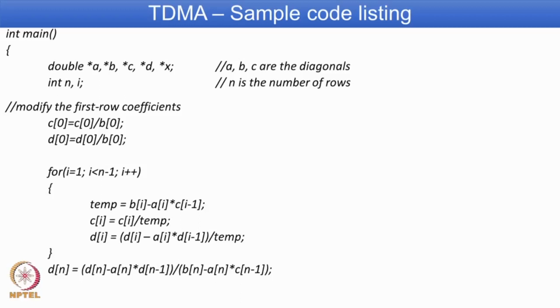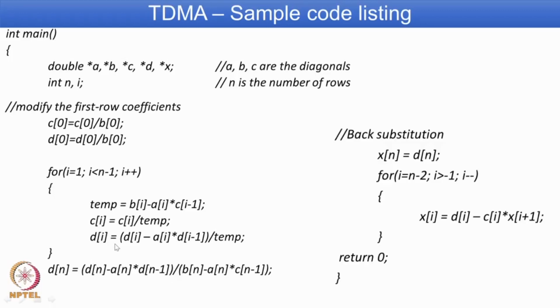We also have a similar sample code listing, but written in C language as shown here. So, double star A, star B, star C, as we did before, A, B, C are diagonals corresponding to the main diagonal, subdiagonal and super diagonal, and n is the number of rows that is required to be solved. Then you modify. So, in this, instead of P and Q in the previous slide, here we define some other quantity, you calculate D, then you substitute in the backward substitution form, you get the answer for the unknown column vector.